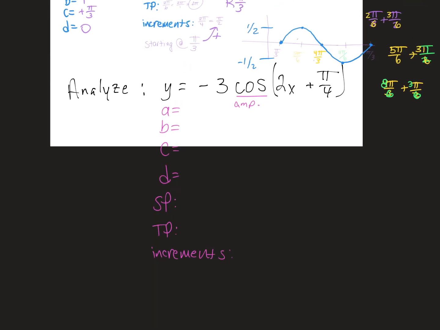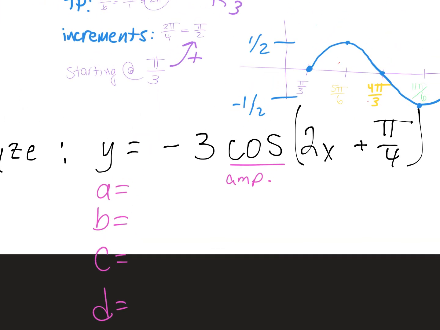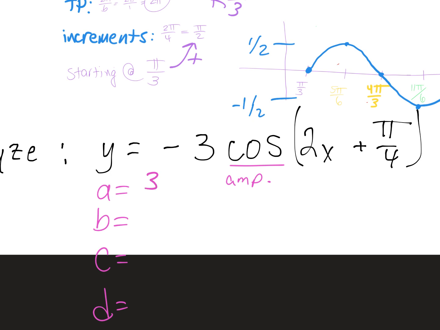All right, what's my A? Okay. What is my B? What's the number in front of X? 2. This is a little different. Wait, is it A 3 or -3? It doesn't matter. It's fine.